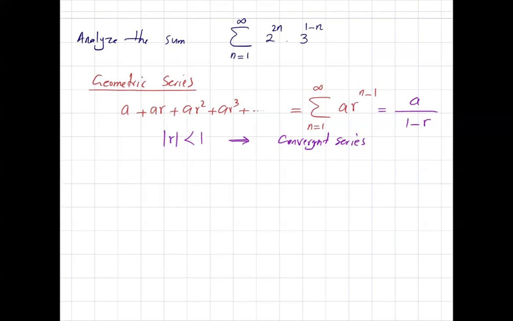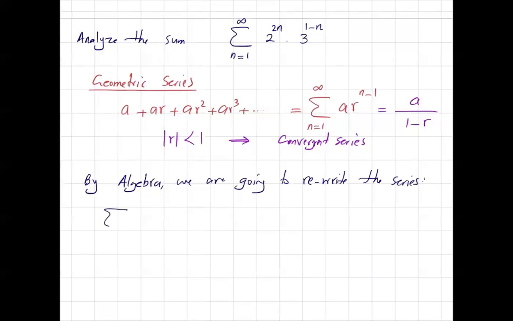We're going to do a little bit of algebra. By algebra, we are going to rewrite this series. So my series is the summation of 2 to the power 2n times 3 to the power 1 minus n, starting from 1 and going to infinity.